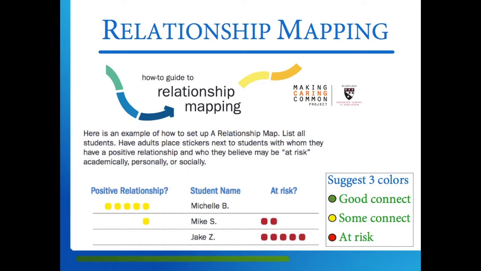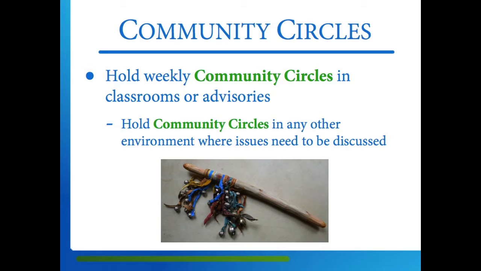Then it's important to make sure every single student has at least one staff ally, and the kids who are at higher risk need two or more. It's very important to hold weekly community circles, either in the classrooms at the elementary level or advisories or homerooms at the secondary level. Also, schools can have groups hold community circles in other environments, such as athletics or other extracurricular organizations. Community circles allow students to talk about what's going on in their lives, as well as share values and what's going on within the school environment.